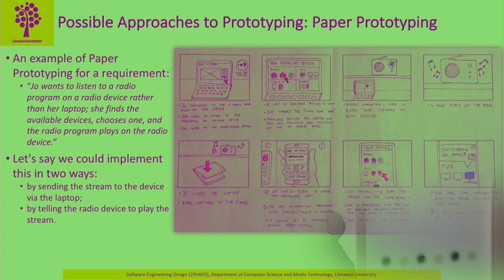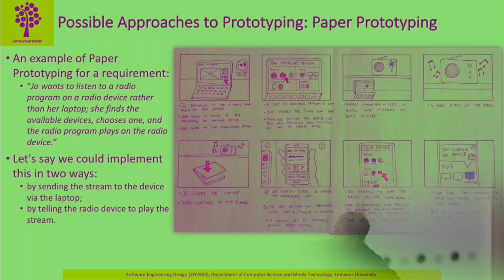Then when she selects the button, there is another screen. All the screens are drawn manually. This screen shows the available devices, so it shows how the interface may look. She chooses one device that she has with her, and then the connection will be made. From her laptop to that device, there will be a message for the connection confirmation. As soon as the connection is established, the music will play.